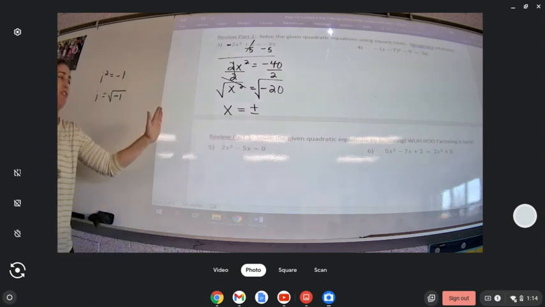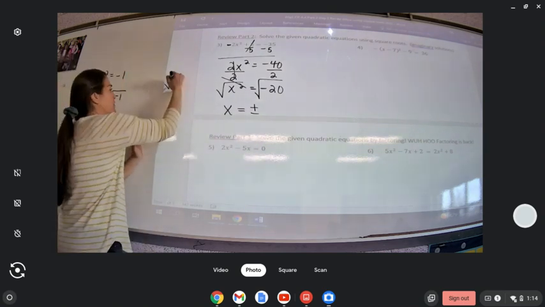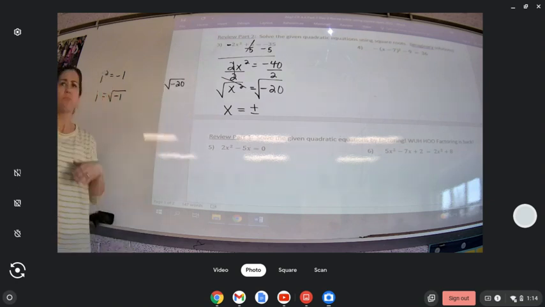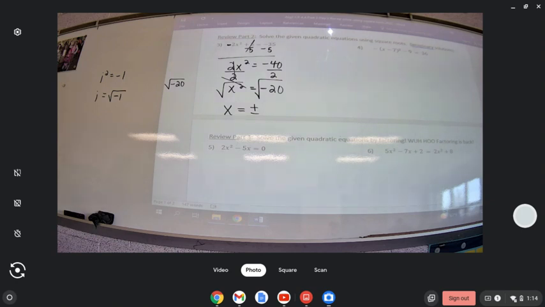And now you have to take the square root of -20 off to the side. There is no real number that when I square it, I'll get -20. So there's no way the answer to this problem is real. But we know how to fix it now. We know how to show how the answer is going to be imaginary.